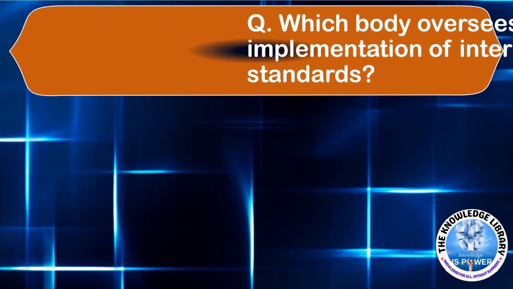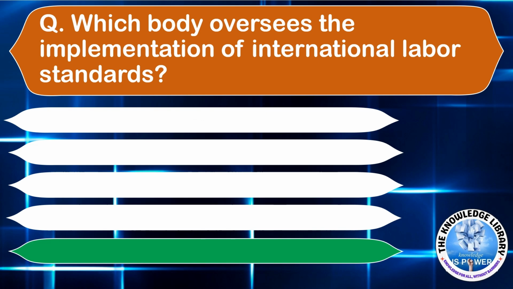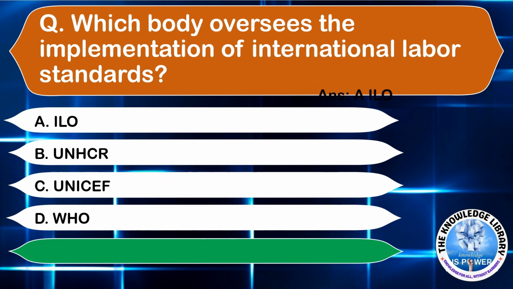Next question is, which body oversees the implementation of international labor standards? Option A, ILO. Option B, UNHCR. Option C, UNICEF. Option D, WHO. Correct answer is option A, ILO.